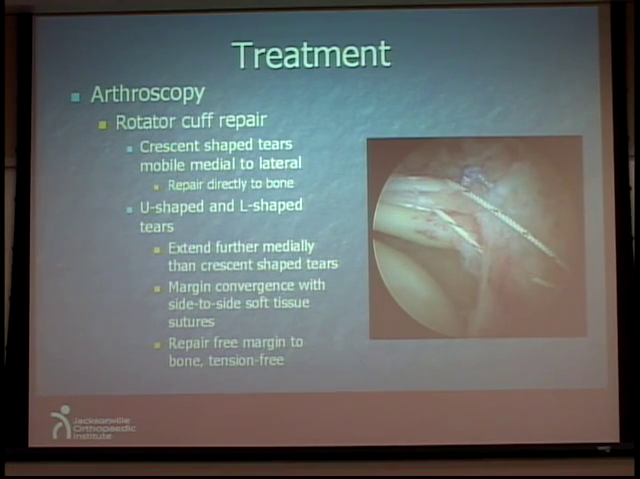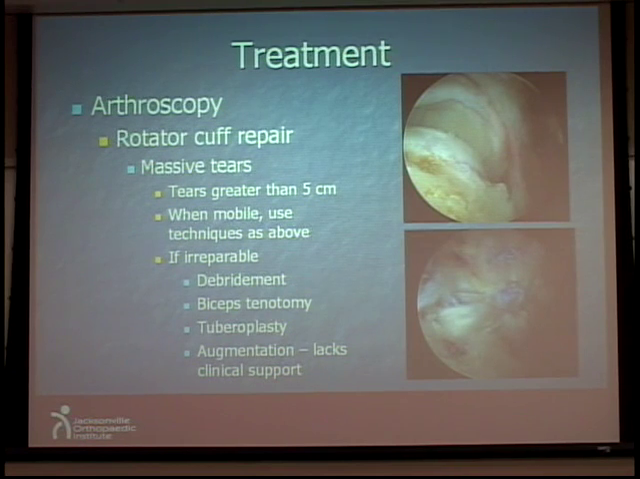So once again, we talked about the crescent shape. Those are easy and can be brought right back down to bone. But then you have these larger tears where first you have to repair the rotator cuff side to side before you can bring the rotator cuff back to the greater tuberosity, which you can't see directly in this arthroscopic image. And of course the goal is to repair this without tension in the repair. You can have these massive tears. Here is the greater tuberosity, here's the humeral head, here's the glenoid. This is the labrum. The rotator cuff is back here, retracted all the way behind the glenoid.